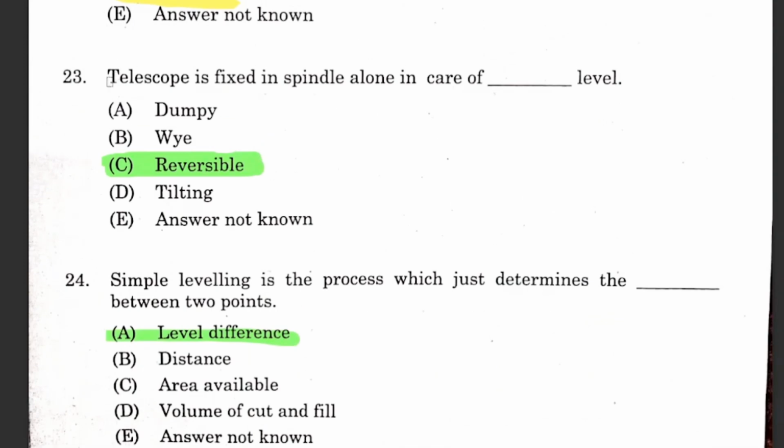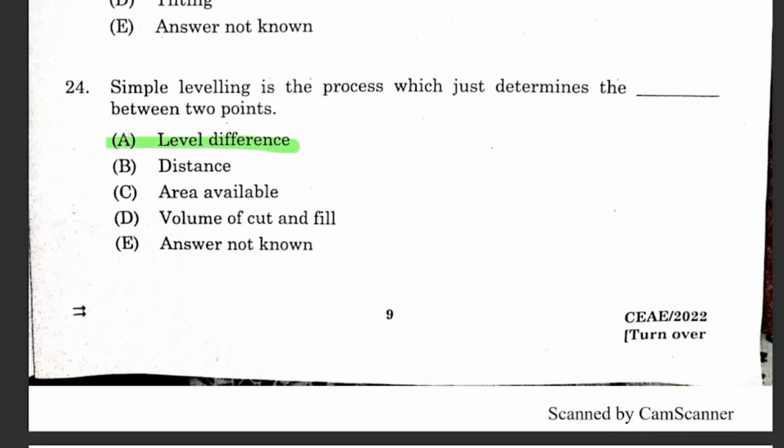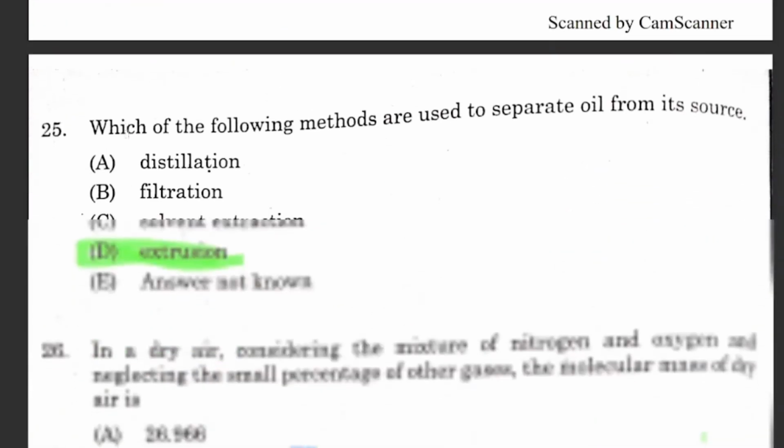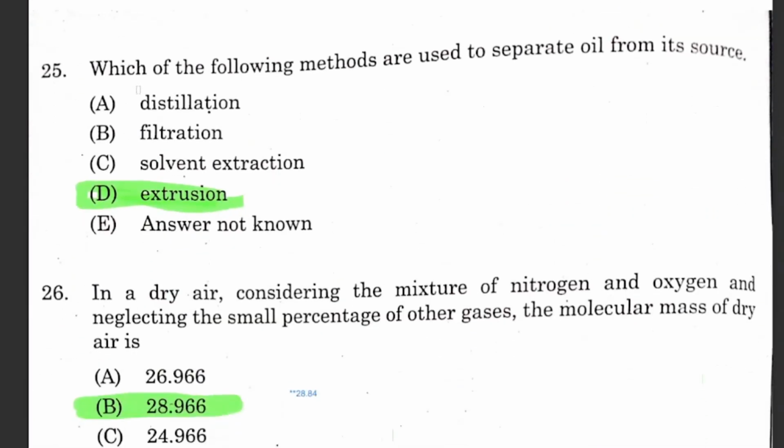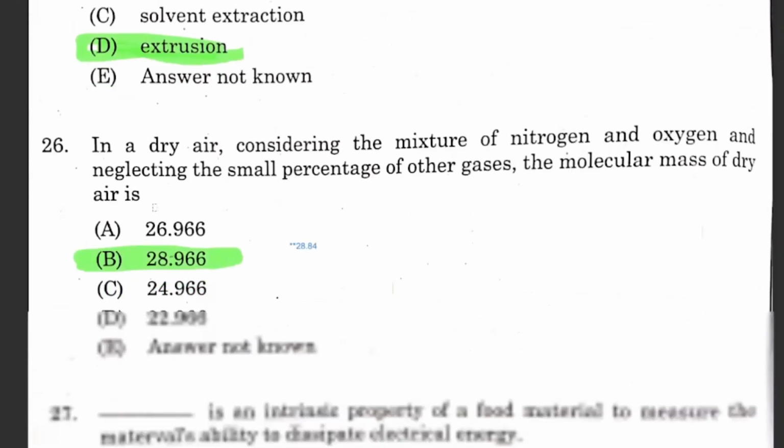Next one is telescope is fixed in a spindle along in case of dash level. So reversible level. Option number C is correct. Next one is simple leveling is the process which just determines the dash between 2 points. So this determines the level difference between the 2 points. Next one is question number 25. Which of the following methods are used to separate oil from its source? That is known as extrusion. Option number D is correct.